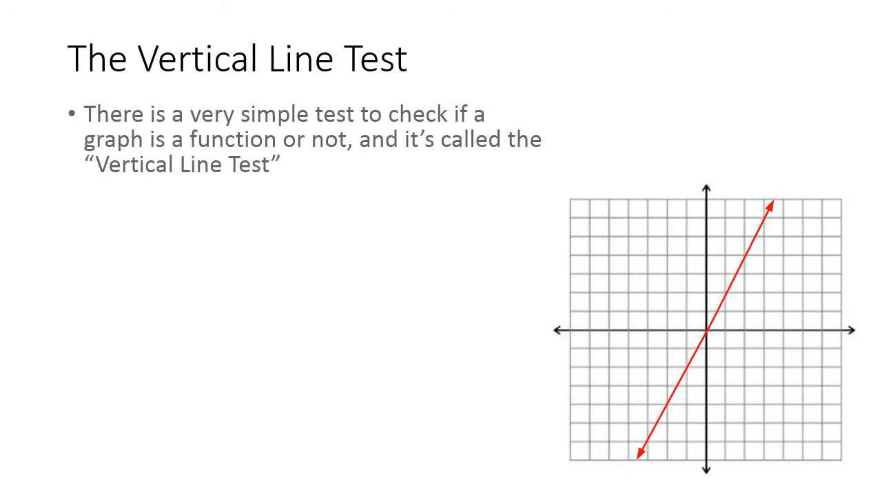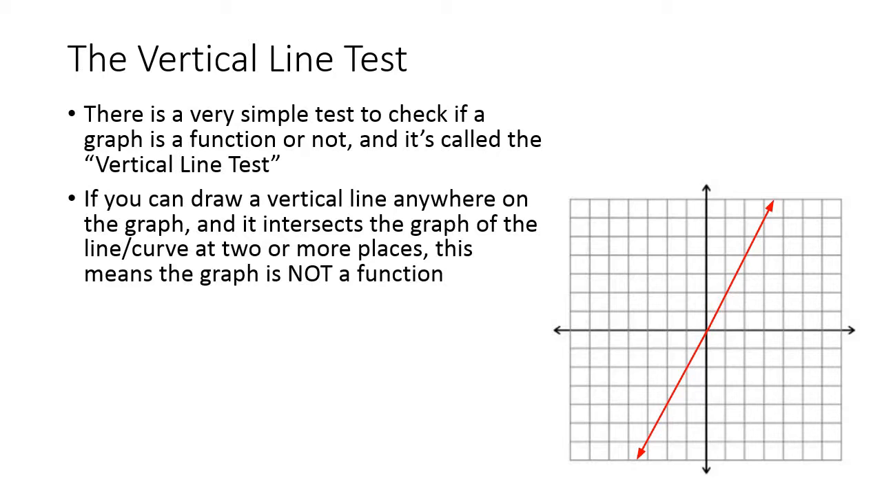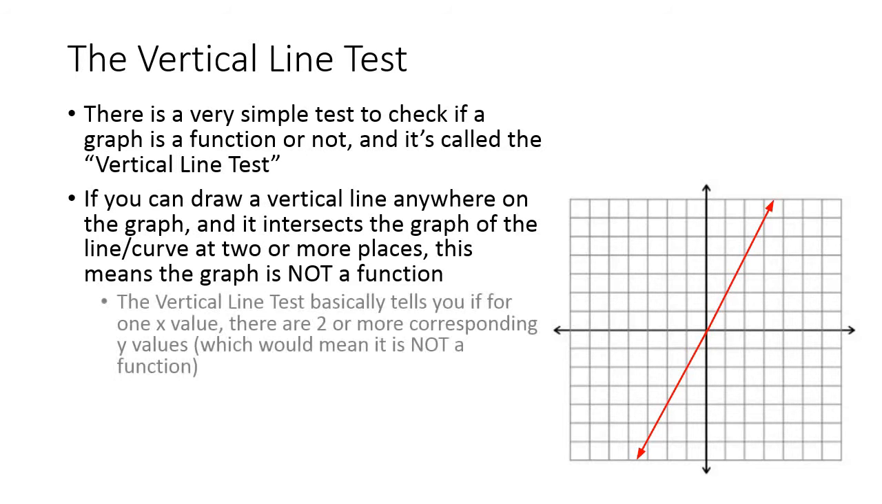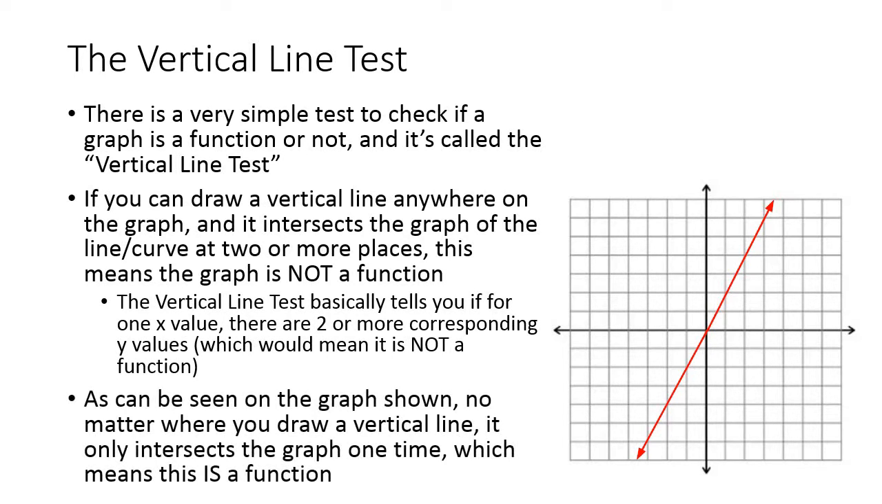So the vertical line test is a very simple test to check if a graph is a function or not. If you can draw a vertical line anywhere on the graph and it intersects the graph of the line or curve at two or more places, this means the graph is not a function. So that is what the vertical line test is. You literally draw vertical lines, and if at any place you can draw a vertical line and it intersects that graph in two or more places, that means it is not a function.